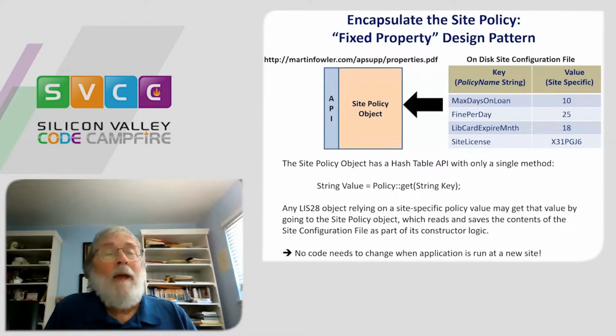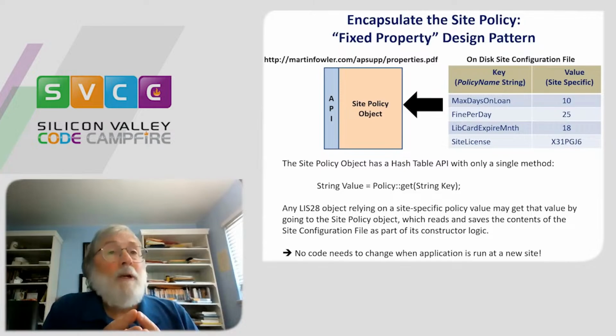So here is how we encapsulate site policy. We have a key, which is the string that defines the policy. And this would be for a library, for example: maximum number of days a book is on loan, fines per day, how many months before a library card expires, what's a site license. We define all of the parameters, and then that's the key. And we ask the site policy object, hey, for this particular site, what's the maximum number of days on loan? Or how many credits can a student take if it's the enrollment system, or whatever the parameter is.